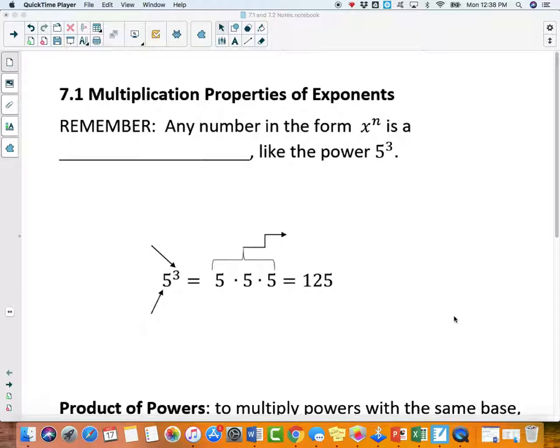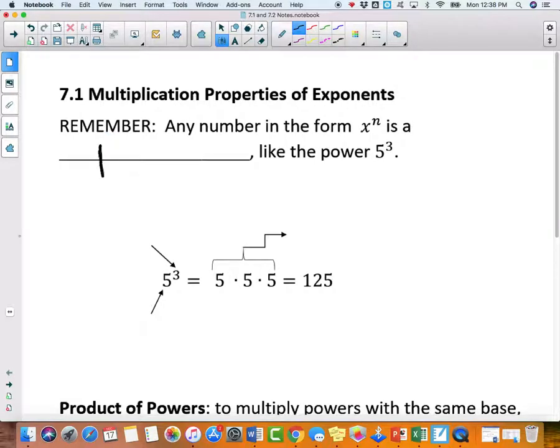Multiplication properties of exponents. Remember that any number in the form x raised to the power of n is called a power. So, our example is 5 to the third power. The exponent, that little arrow is pointing to the exponent, 3. The exponent tells you how many times you're going to repeat the factor or the base.